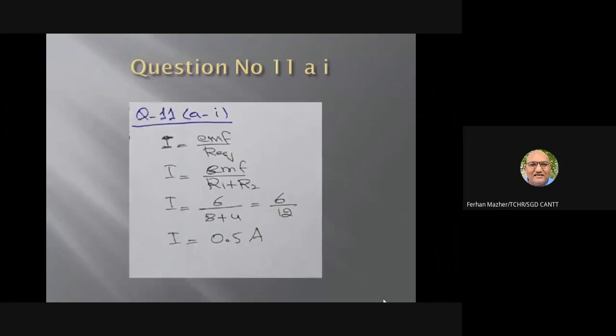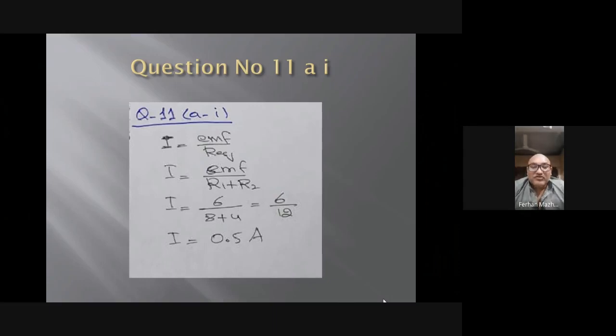So the current coming from the battery is equal to the EMF of the battery divided by the total resistance of the circuit. The EMF is 6 and R1 is 8 ohm and R2 is 4 ohm. So the total resistance will be 12 ohm because they are connected in series. So 6 by 12 is 0.5. 0.5 ampere is the current coming from the battery, so the ammeter will show 0.5 ampere reading.